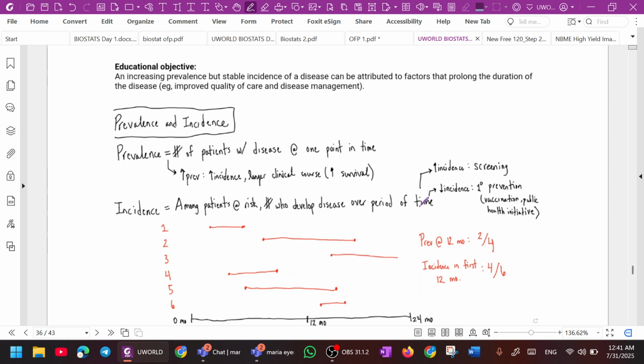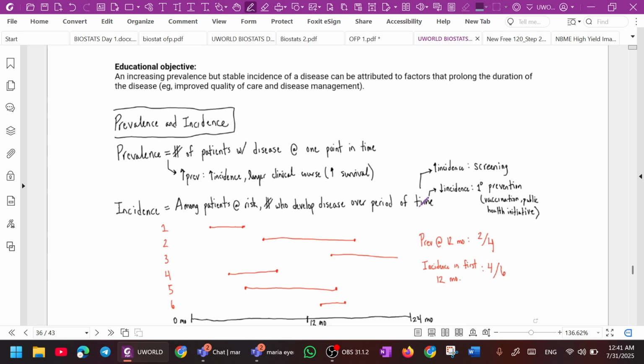He did say that on the video. So we only have two people that live with the disease. So it makes sense, the two at the top, right? The people that have the disease at 12 months is only two people. That's the numerator. The denominator is the people that were in the population at that time.